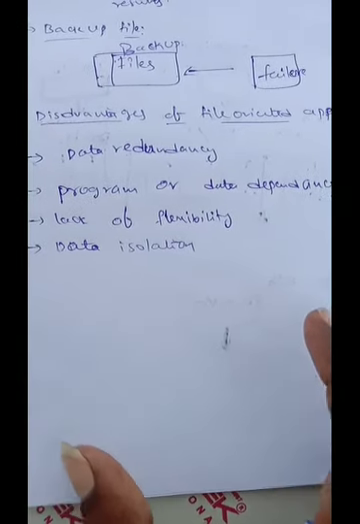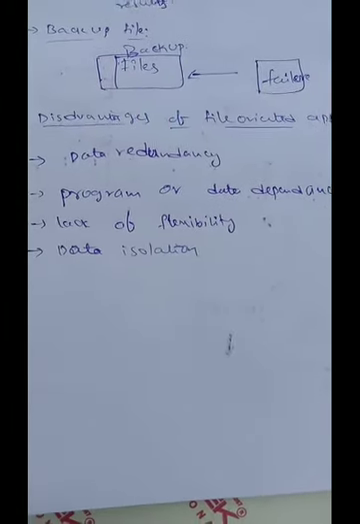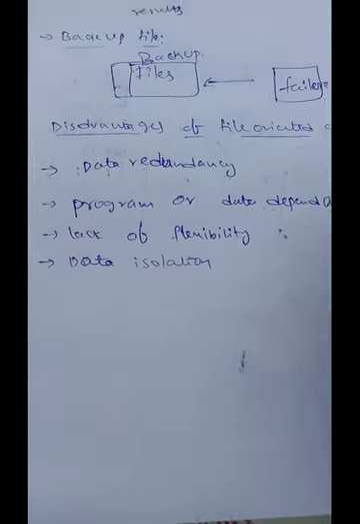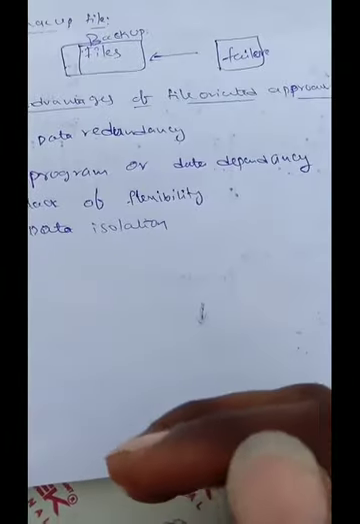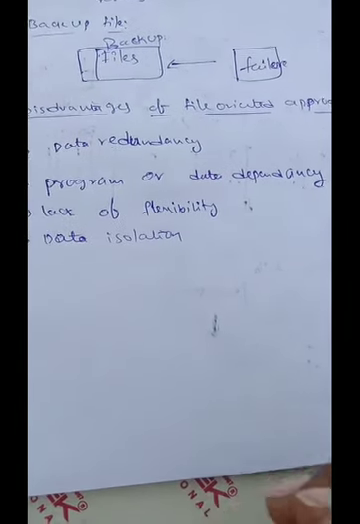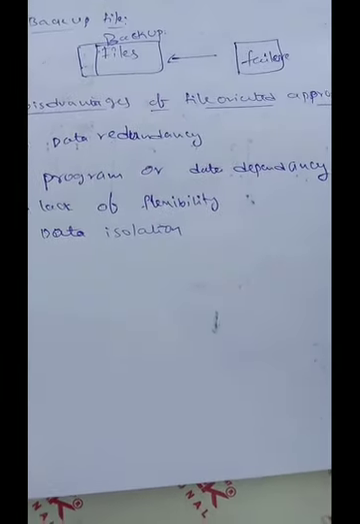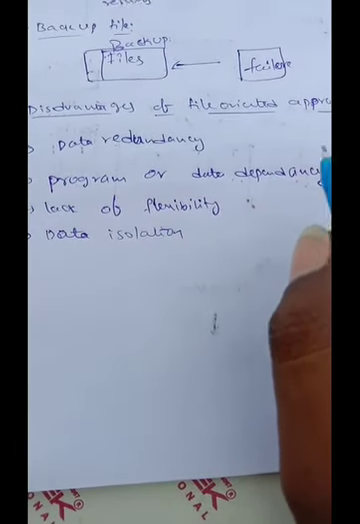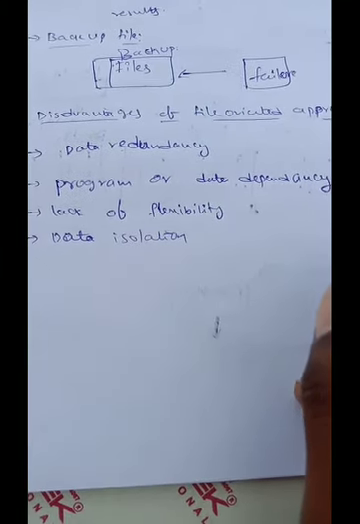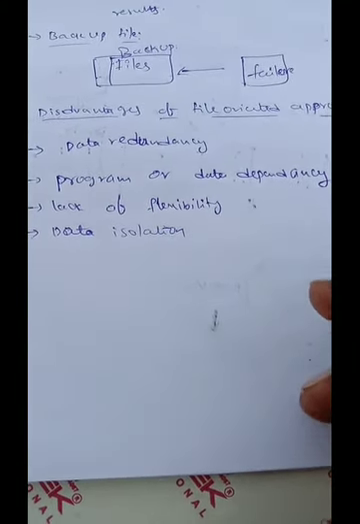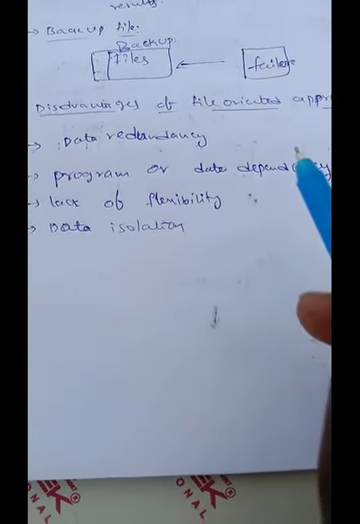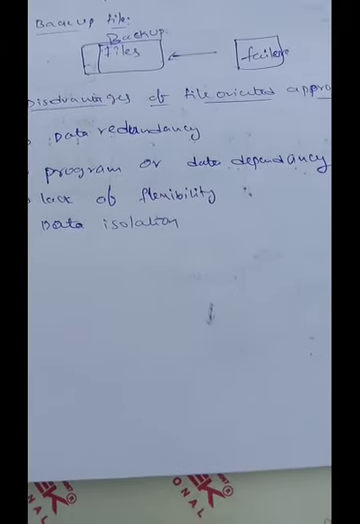And the next one is data isolation. One of the disadvantages is data isolation. As we know, we maintain the same copy of data by different application programs in different locations, so we are creating inconsistent data. The same data is located in different locations, causing the isolation problem. So we are not maintaining a single copy. Those are the disadvantages of the file oriented approach.